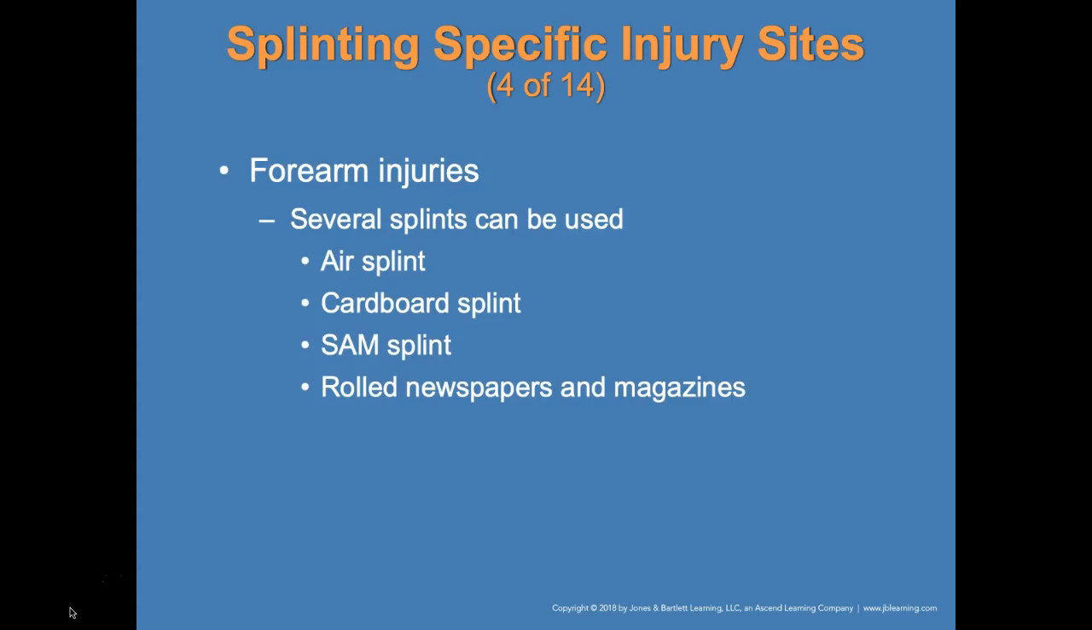All right, forearm injuries. We can use the air splint, like we talked about, the cardboard splint, or the SAM splint. If we don't have any of that, we can use rolled newspapers and magazines. We can form it around that forearm, make it a nice, stiff splint, tie it to it, and we're good to go. You've seen in movies where they're using sticks to form a splint to hold it in place.